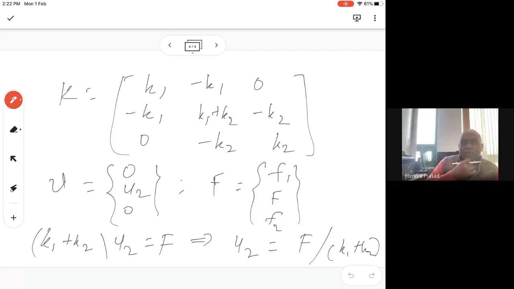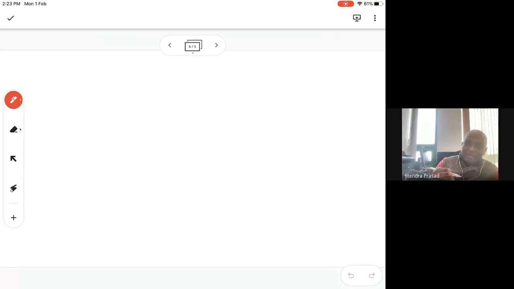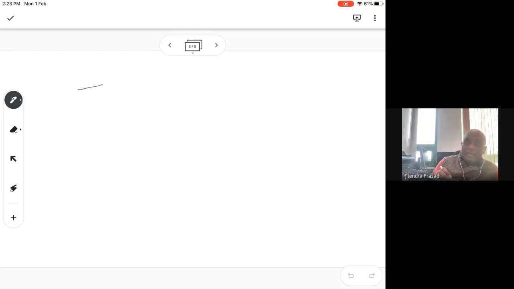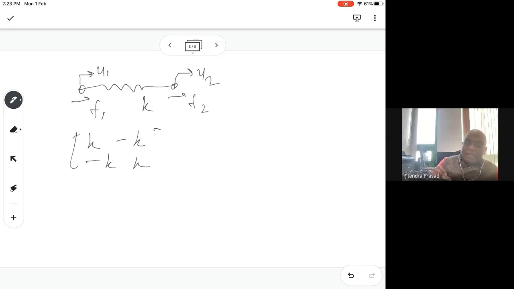So the determinant of this equal to 0 has a physical meaning. Let me give you some hint. Let's say that there is a spring here, and you have U1 here, U2 here, and you have K here. The stiffness matrix, here is F1, this is F2. You can write the equation as K, minus K, minus K, K, multiplied by U1, U2, equal to F1, F2.